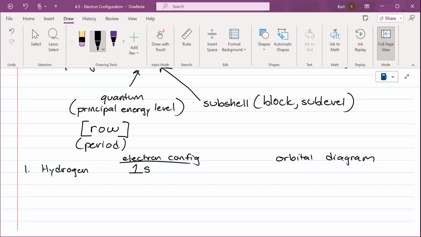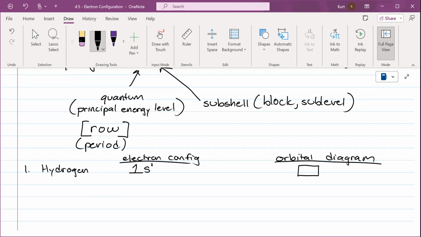Now, first, there's 1 electron per column, per group. How many electrons does hydrogen have? 1. That's it. 1s1 is hydrogen. Now, when you're drawing it, check this out. I want you guys to think.